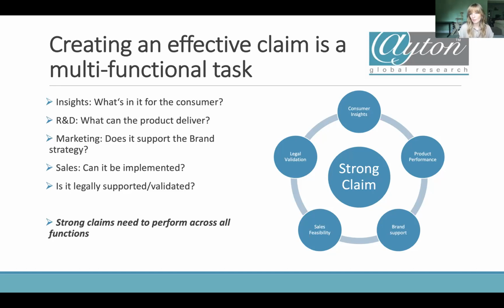And of course, when you think about whether it's validated and whether you can validate the claim, if you can't prove it, then you can't say it. So we need to make sure we can always have some legally supported validation behind it. And a strong claim will take all of that into mind.